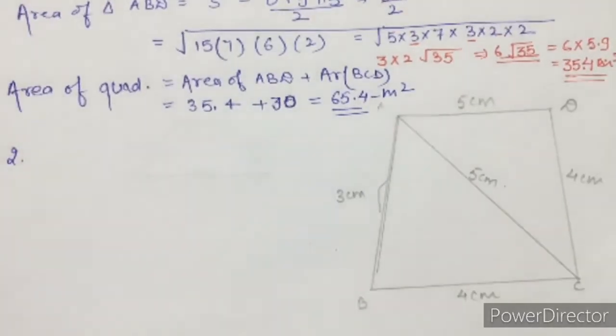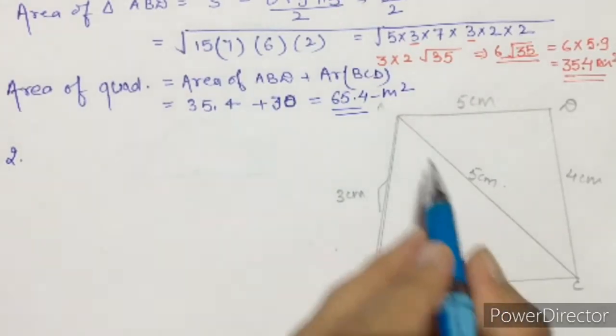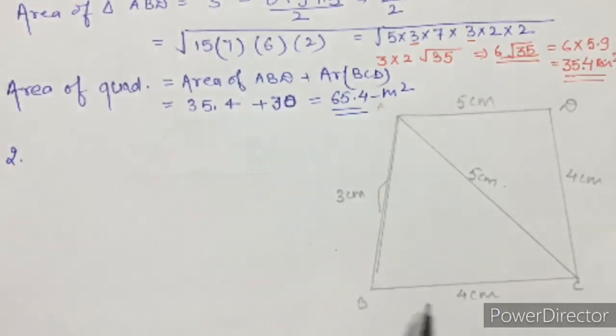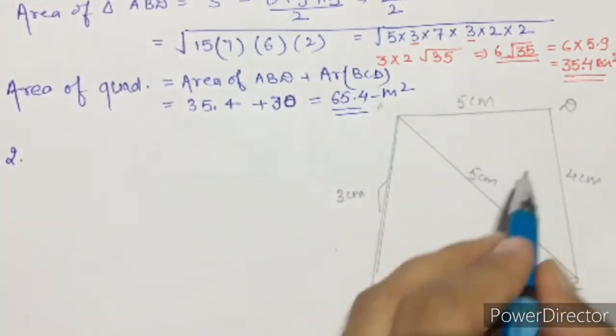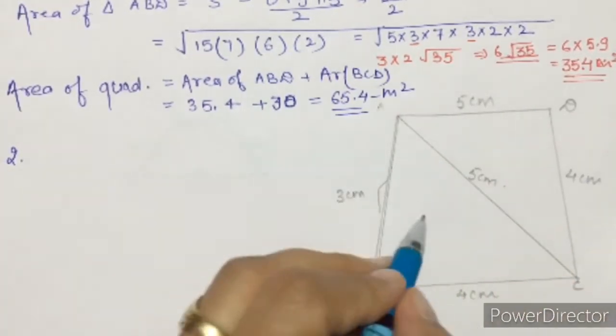Question number 2 says, find the area of the quadrilateral ABCD in which AB is given, BC is given, CD is given, DA is given, AC is given. All the sides are given. No right angle triangle, nothing. So already we have two triangles. We can use Heron's formula in both the triangles because one is an isosceles triangle, another one is a scalene triangle.